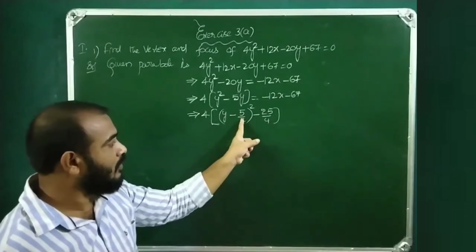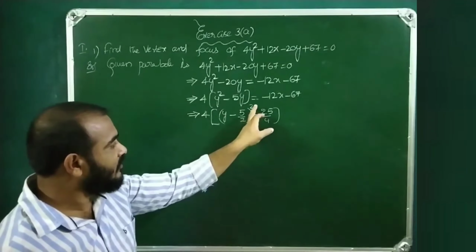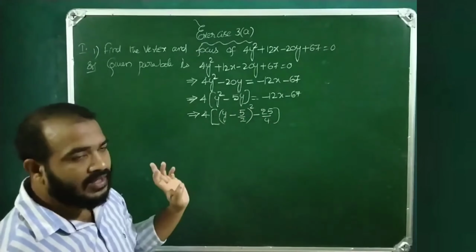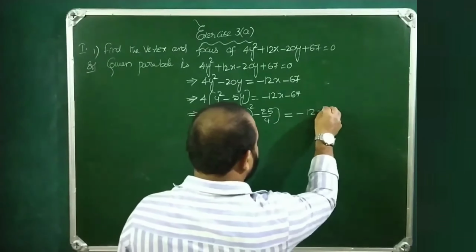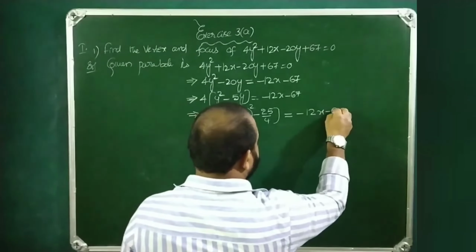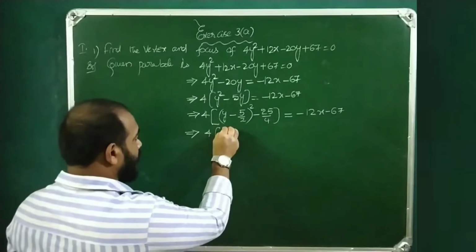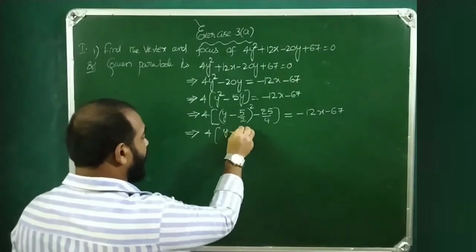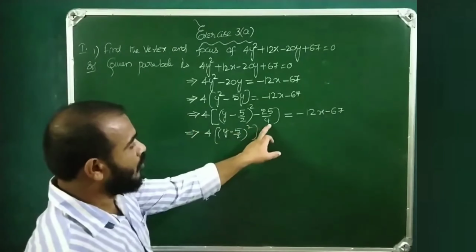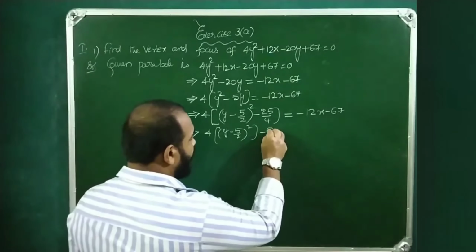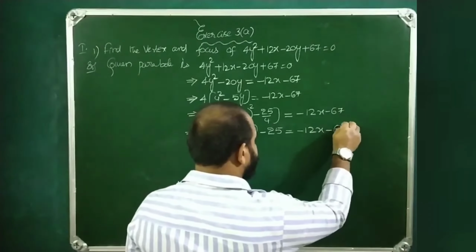So, a square minus 2ab plus b square: 2 into y into 5 by 2. The 2 gets cancelled, so 5y I am left with. This is equal to minus 12x minus 67. This is equal to 4 into y minus 5 by 2 whole square, minus 4 into 25 by 4, the 4 gets cancelled, I am left with 25, equal to minus 12x minus 67.